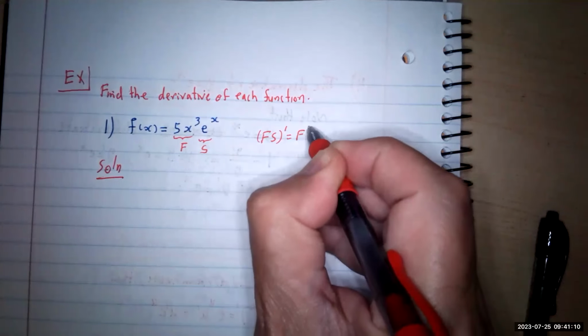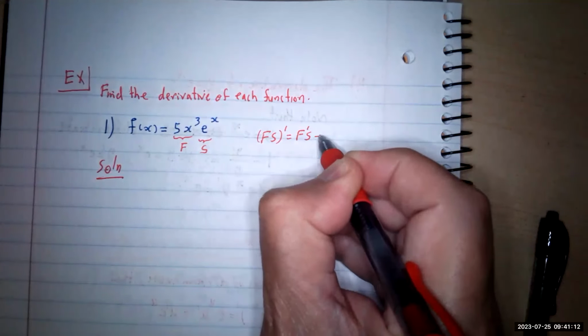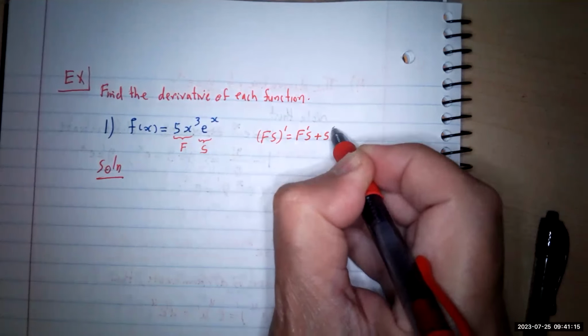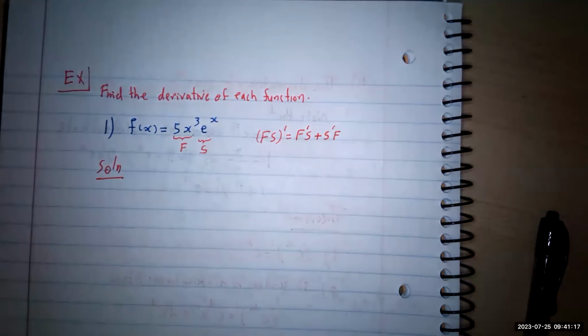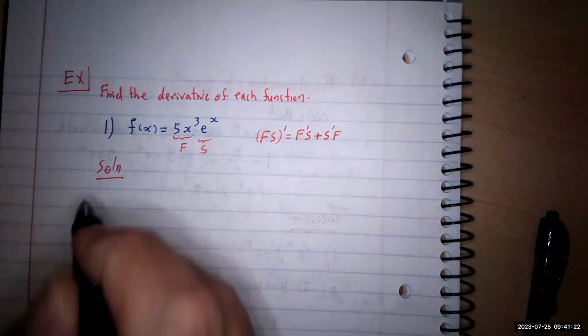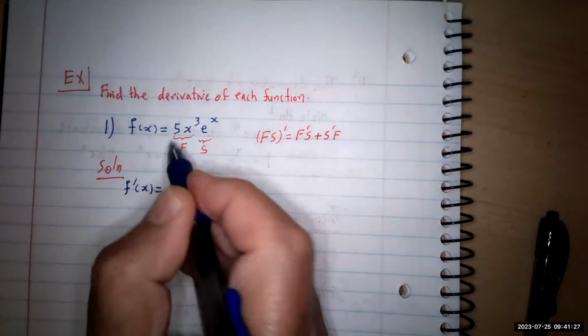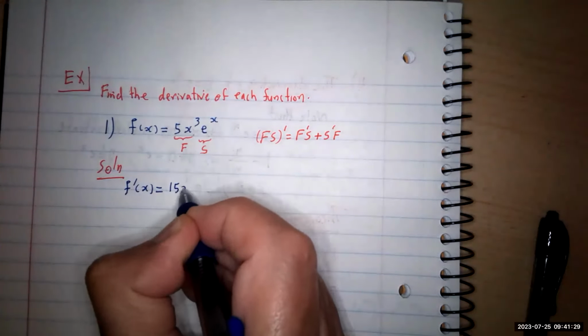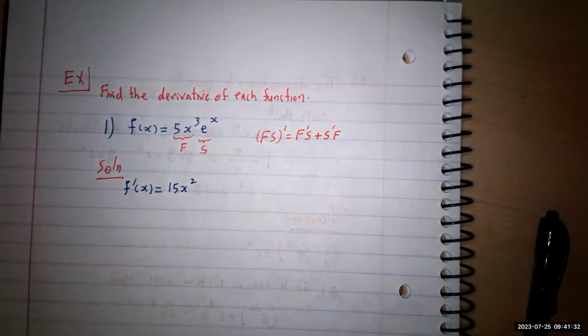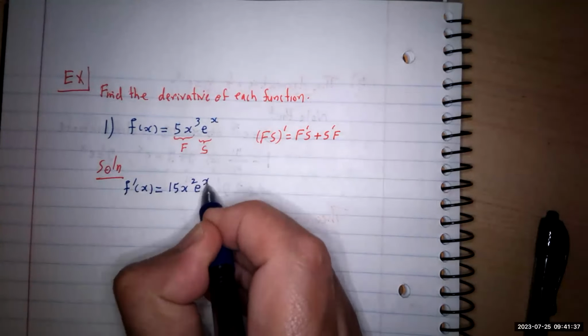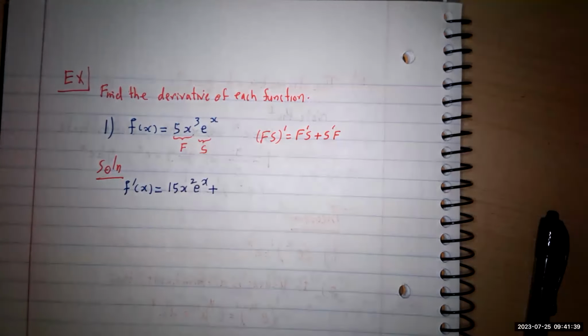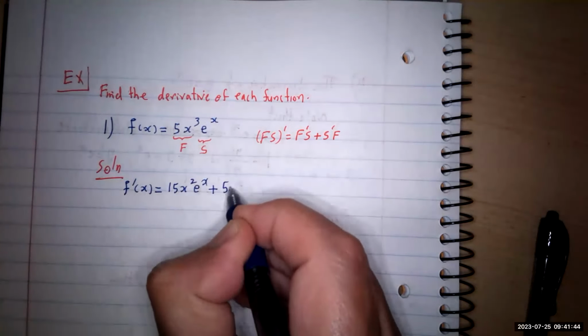So that would be the derivative of the first times second plus derivative of the second times first. Just remind yourself. So f prime of x equals 3 times 5, 15x squared. That's the derivative of the first one, times the second, e to the x, plus derivative of the second times the first. The second is e to the x, and its derivative is e to the x, so nothing will change.